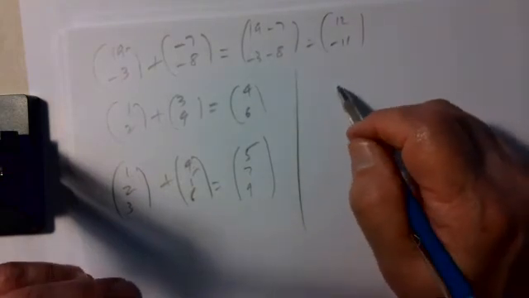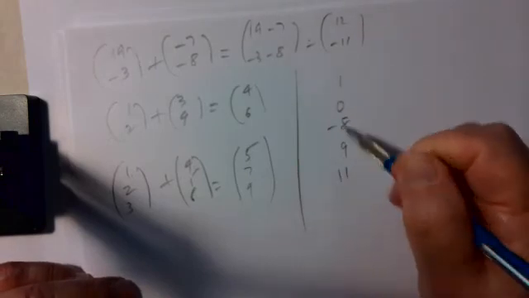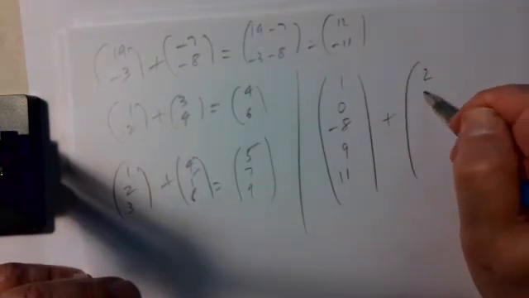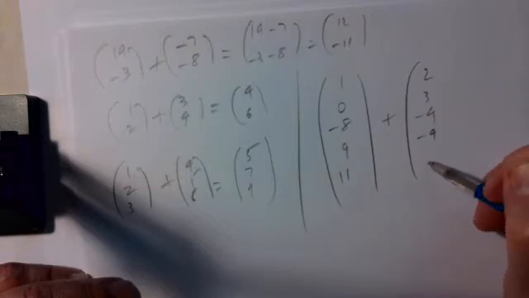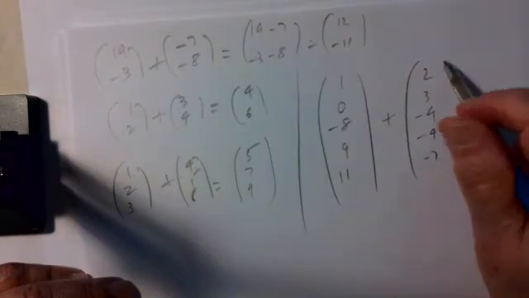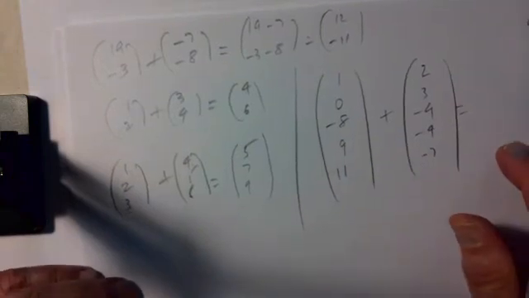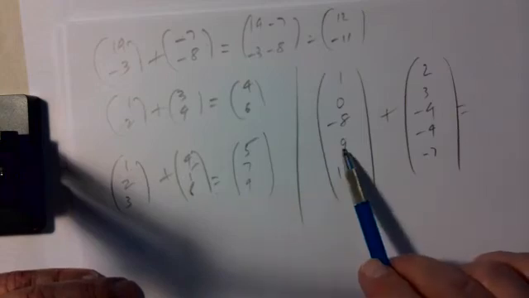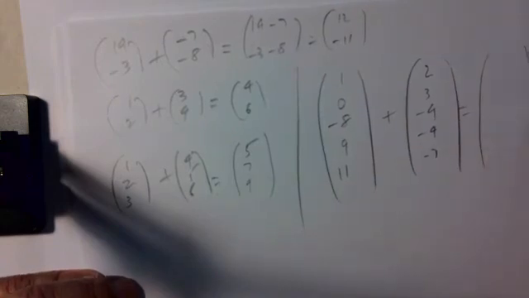If you have a 5-dimensional vector, 1, 0, minus 8, 9, 11, and you have another 5-dimensional vector, 2, 3, minus 4, minus 4, minus 7, you have to add vectors of the same dimension. You cannot add a 3-dimensional vector plus a 5-dimensional vector. But here we have two 5-dimensional vectors.